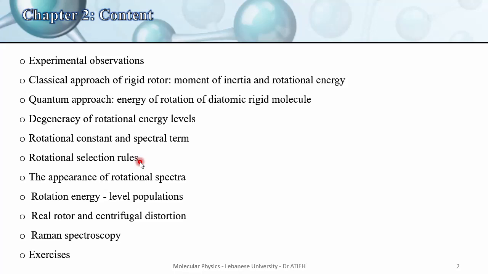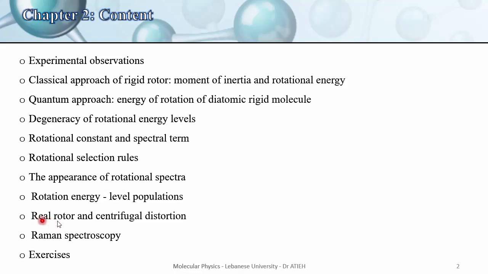What are the rules that must be followed for a transition to be allowed from a certain rotational energy level to another? These rules allow a certain appearance, or a certain form, of rotational spectra that we are going to understand and deal with. Then we are going to talk about level populations, how the energy levels are populated, which one of them has more population of molecules than other levels. And for sure, we are going to deal here with the Boltzmann distribution.